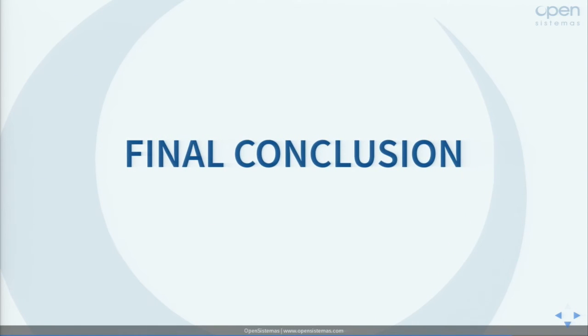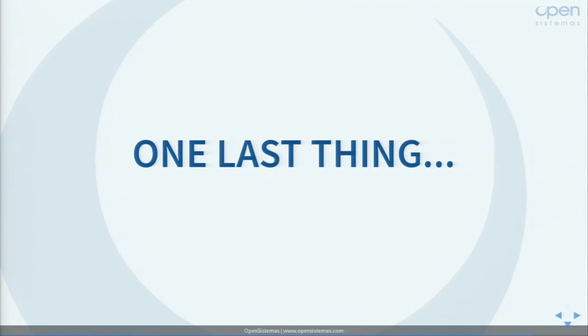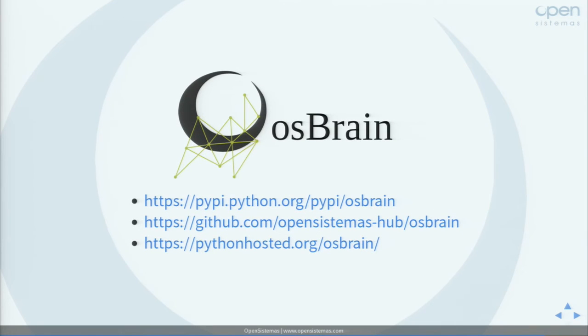And that's it. As a final conclusion, Python has proved to be a great tool for implementing a real-time automated trading platform. And one last thing, I'm really happy to communicate that OSBrain has just been released. You are the first to know, in fact, outside of the company. So you can find this multi-agent system in PyPI and in GitHub if you want to check the source code. And of course, you can find some documentation. It's a work in progress because we didn't have much time.